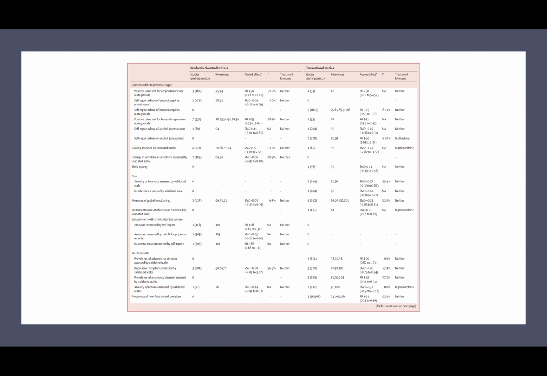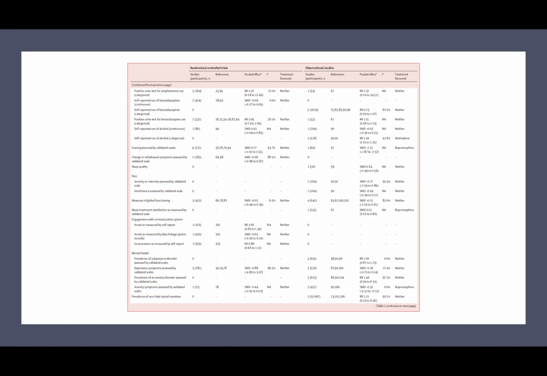No difference noted in withdrawal symptoms or sleep quality or pain. Mean treatment satisfaction or global functioning as well. For mean treatment satisfaction, from one observational study, there seemed to be a difference in buprenorphine, but pretty limited data on that. No difference in terms of engagement with the criminal justice system.